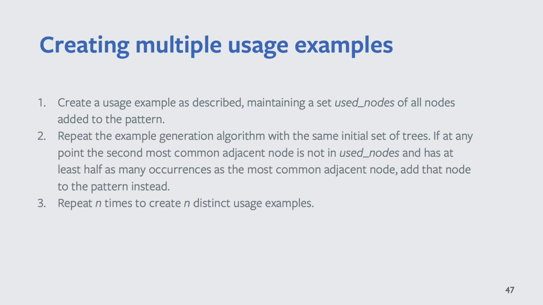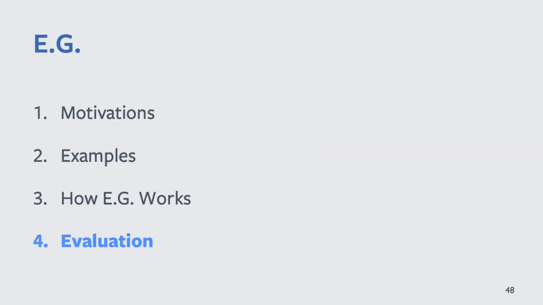If at any point the second most common adjacent node is not in the set of used nodes, and it has at least half as many occurrences as the most common adjacent node, we add that node to the pattern instead. We then continue the algorithm as normal. We repeat this process n times to create n distinct usage examples.